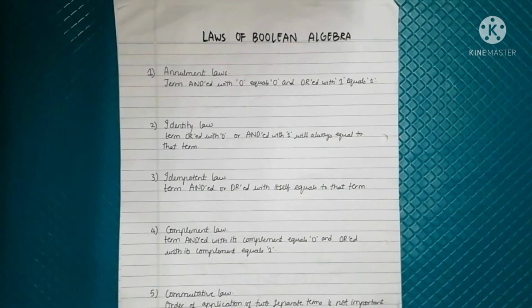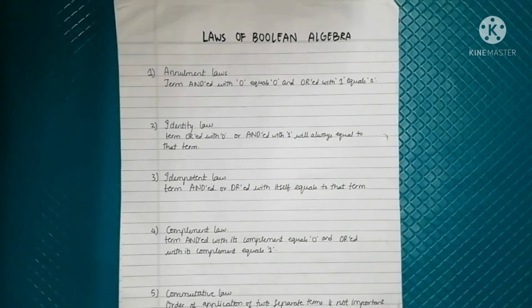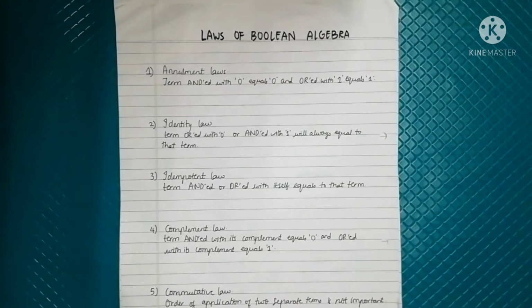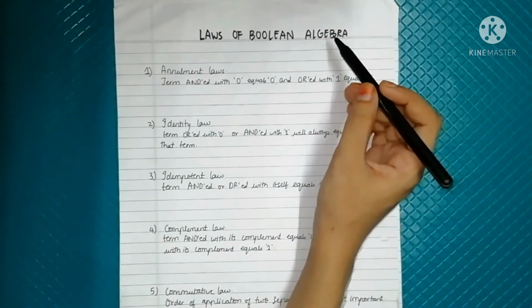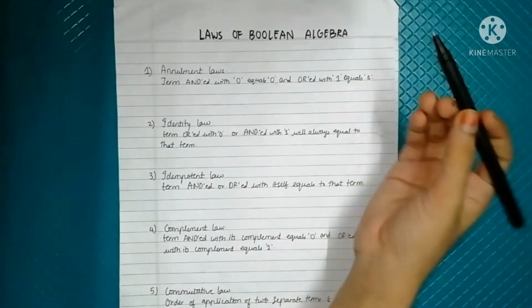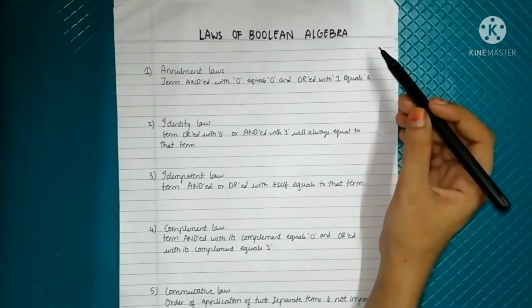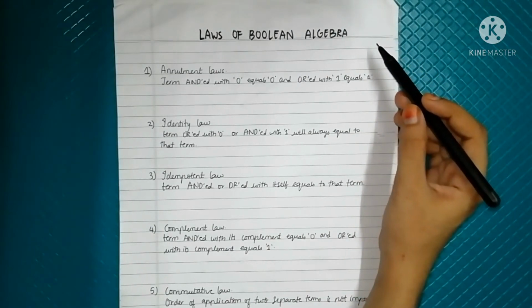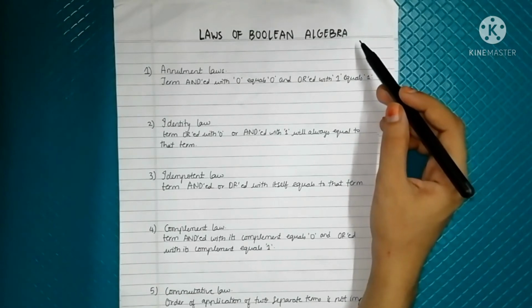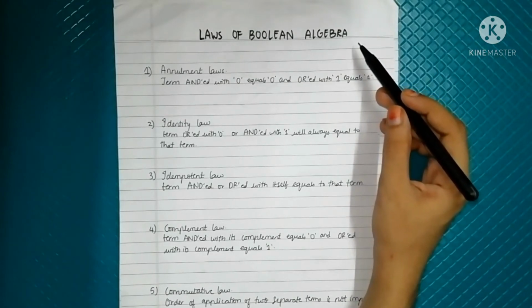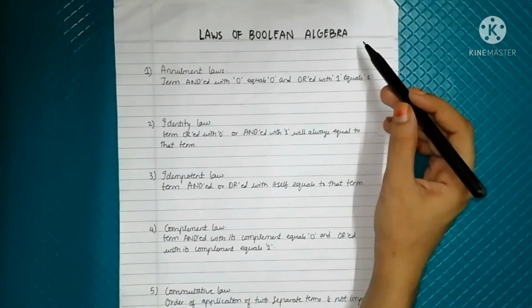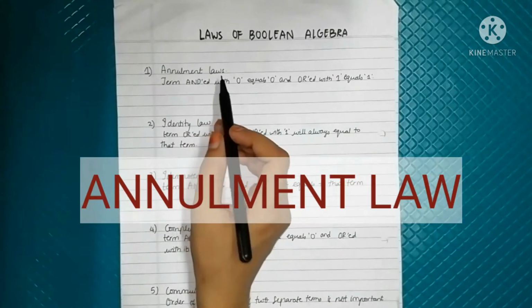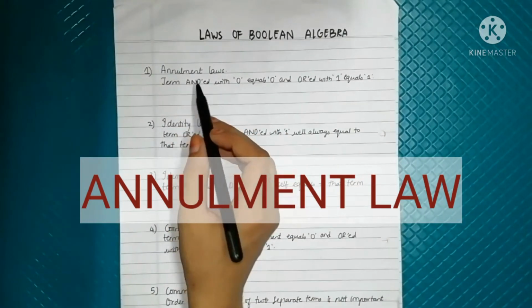In this video, we will study the various laws of Boolean algebra. The mathematics that is used in analyzing digital gates is called Boolean algebra, and the laws of Boolean algebra are used to simplify a very complex expression. And if we are able to simplify a complex expression, this means we are able to reduce the number of gates that are required. And if the number of gates required reduces, then the circuit becomes easy to build and easy to understand. So let's begin with the first law of Boolean algebra, which is also called the annulment law.